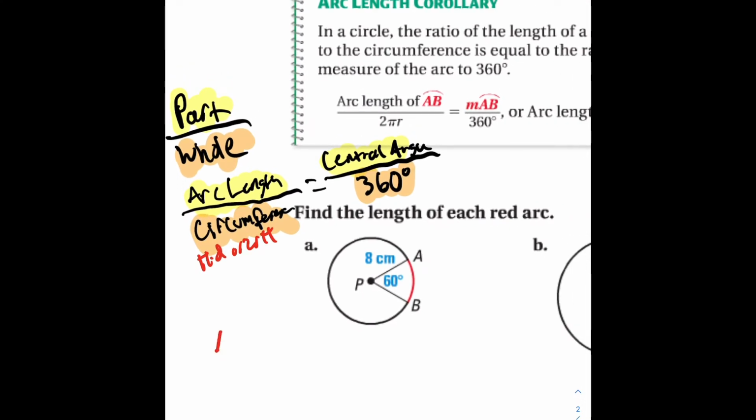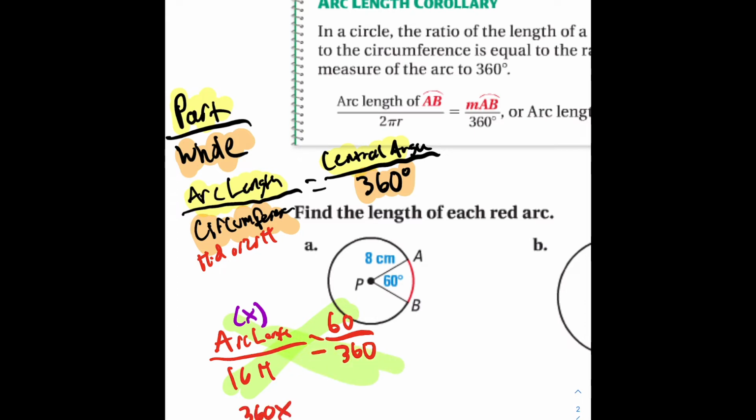So I'm trying to find arc length. Arc length over the circumference. The circumference is 2 times the radius times pi equals my central angle, 60, all over 360. If you want to think about it, arc length is really like my variable, x. What am I trying to solve? So I'm going to simplify 2 times 8 to get 16. And then I'm going to cross multiply. So I'm going to take 16 pi times 60 and x times 360 and get 360x equals 60 times 16 is 960. So I have 960 pi.